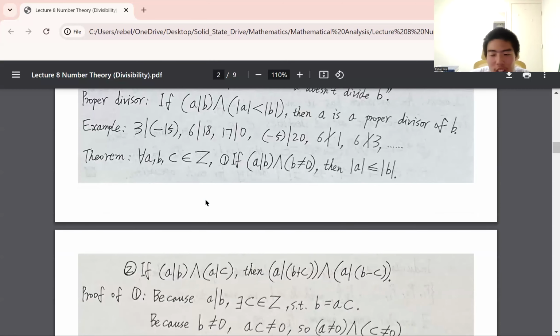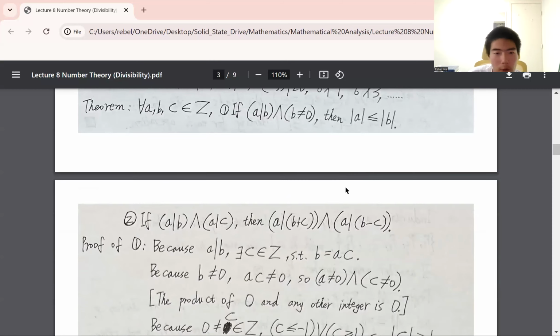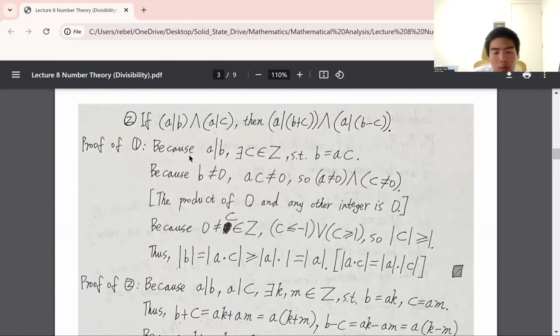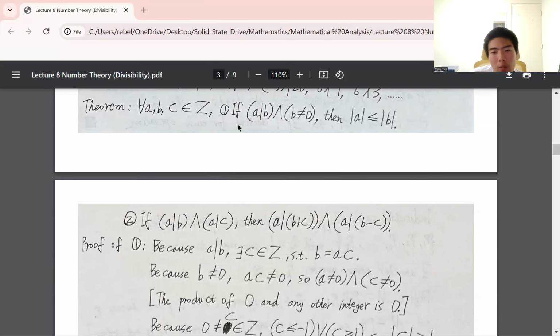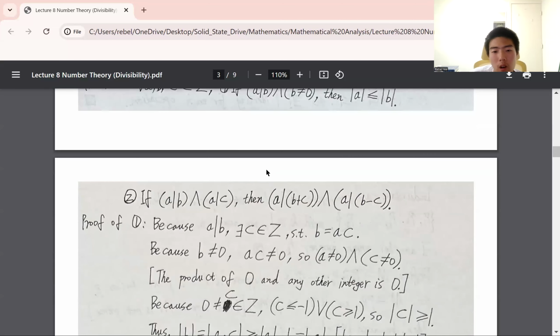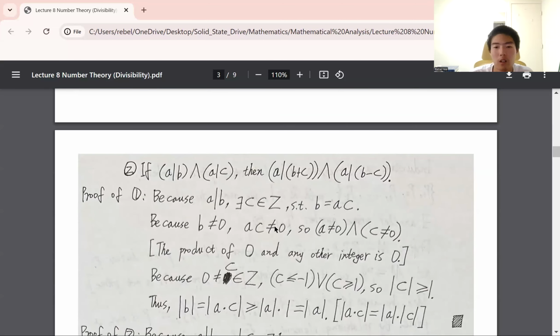Okay, and there are two related theorems regarding divisibility. The first one is: if A divides B, and B is not equal to 0, then A must be smaller than or equal to B. Probably we'll first see the proof of the first one. Because A divides B, by definition B is equal to AC, and C is an integer. Because by assumption B is not equal to 0, AC is not equal to 0, which means A is not equal to 0 and C is not equal to 0, because if A is 0, then AC is 0, and if C is 0, AC is 0.